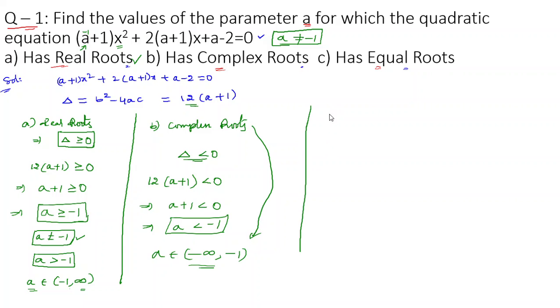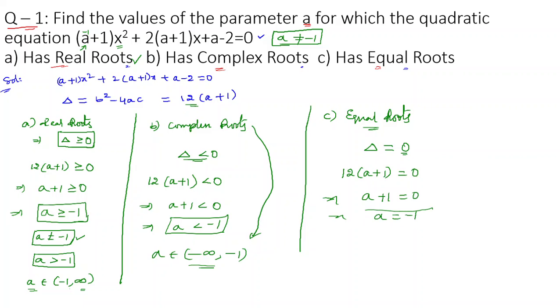Now, equal roots. So when does a quadratic equation have equal roots? The quadratic equation will have equal roots only when its discriminant is equal to 0. So the discriminant here in our case is 12 into a plus 1 is equal to 0. So this implies a plus 1 is equal to 0, and this implies a is equal to minus 1.